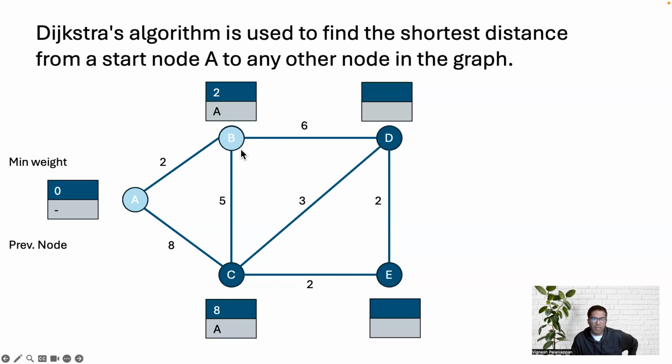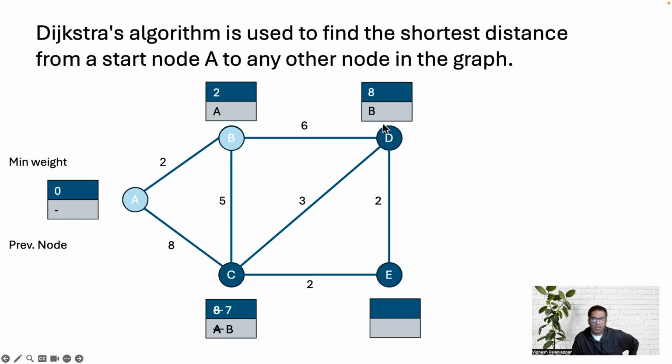So from node B, we look at the outgoing edges. So we have B to C with weight 5, B to D with weight 6. So starting from this weight of 2 now, 2 plus 5 would be a weight of 7. And this is going to be lower than what we already had at C. So we can update the minimum weight information to be 7 now, and the previous node as being node B instead of A. And then B to D is going to be 2 plus 6, which would be 8, and the previous node is going to be B.